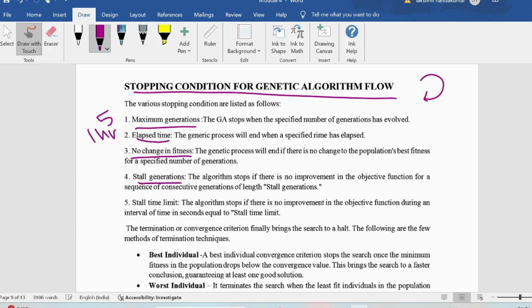Then stall generation: if there is no improvement in the objective function over any length of generations, then the generation is ultimately stopped. Then stall time limit: there is no improvement in the objective function during an interval of time, that is called the stall time limit. So whatever it may be, these are all indications that we can stop the genetic algorithm, and we can decide what the stopping condition is.